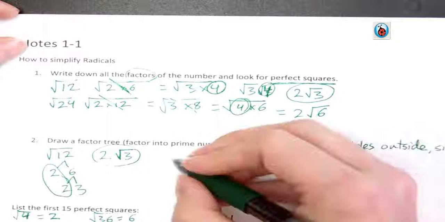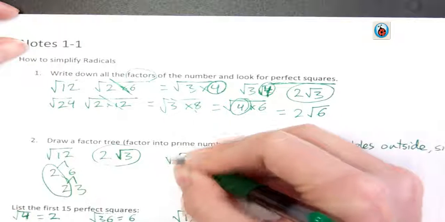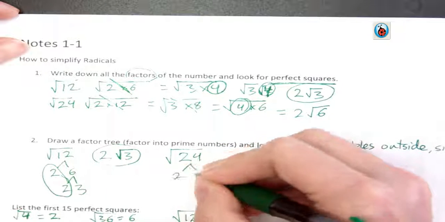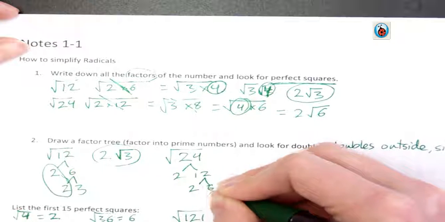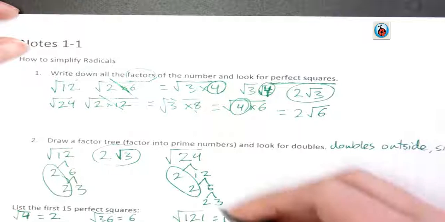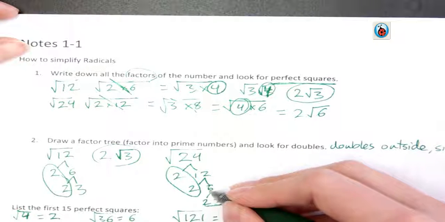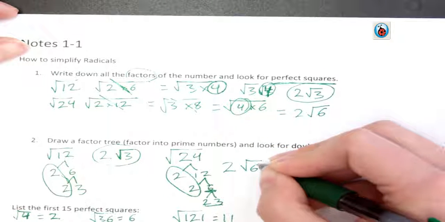If I did the same one drawing the factor tree, I get 2 and 12, 2 and 6, and then 2 and 3. Doubles go outside, singles stay inside, and multiply them back together to get 6. So it gives me 2 root 6.